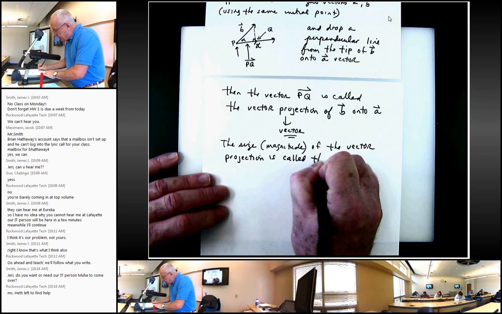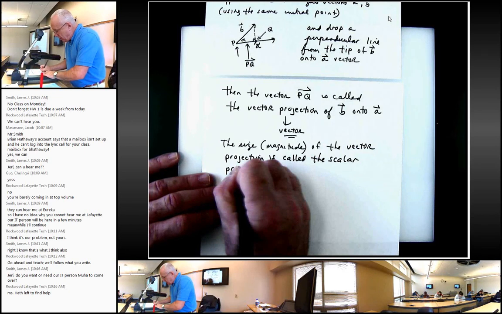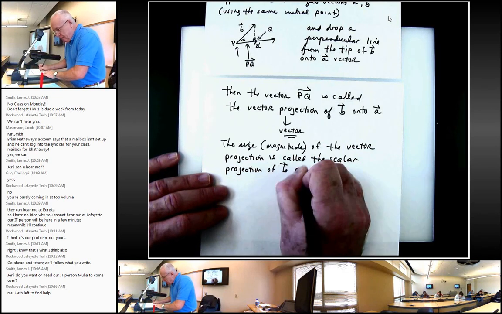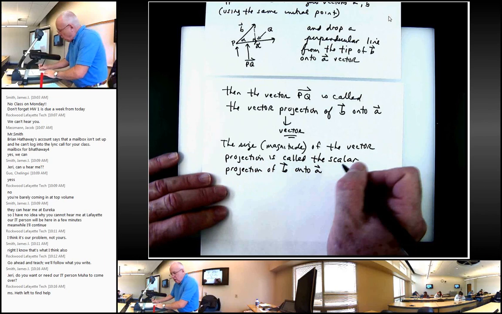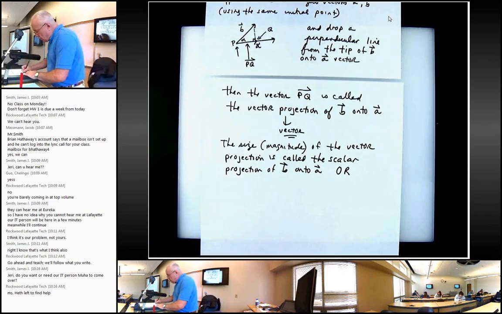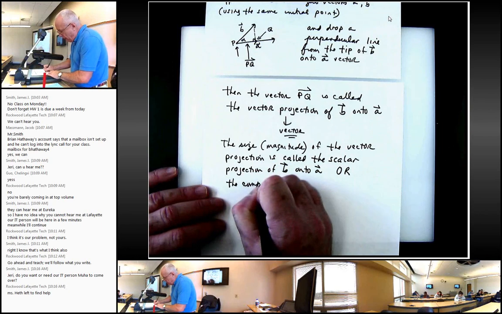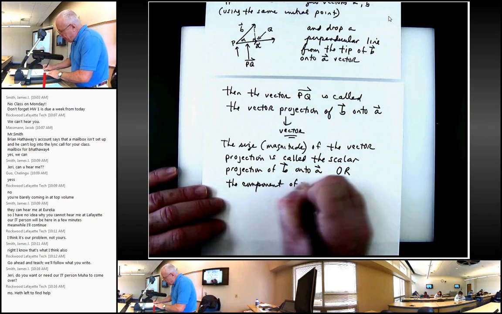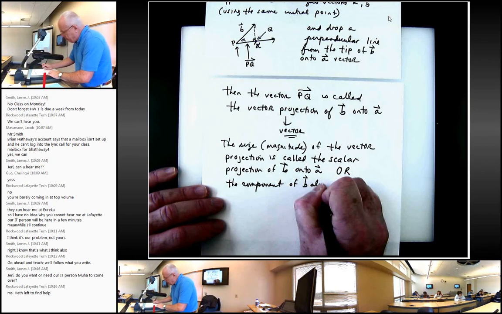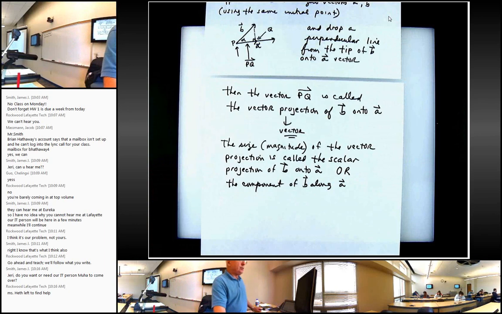It's called the scalar projection of B onto A, or it has a second name we could use. It's also called the component of B along A.